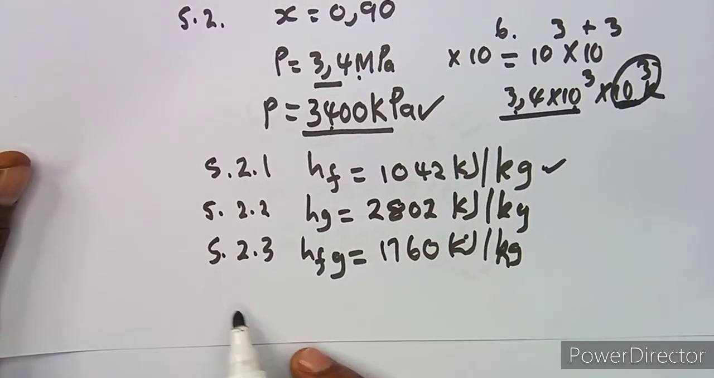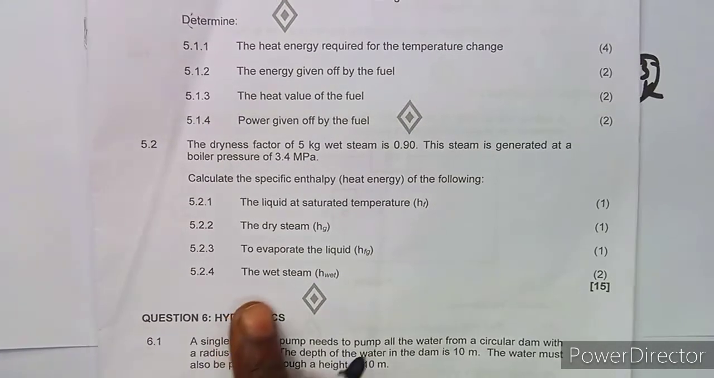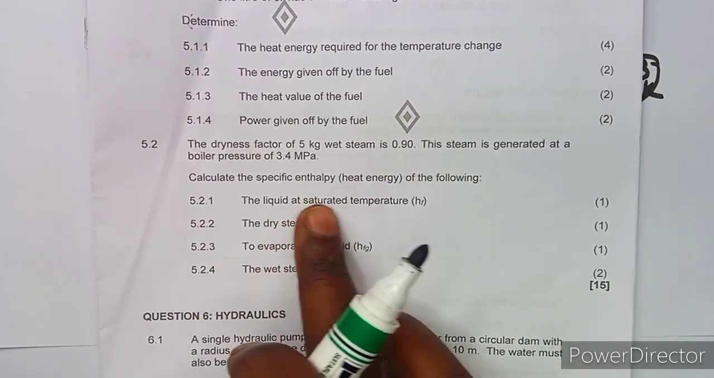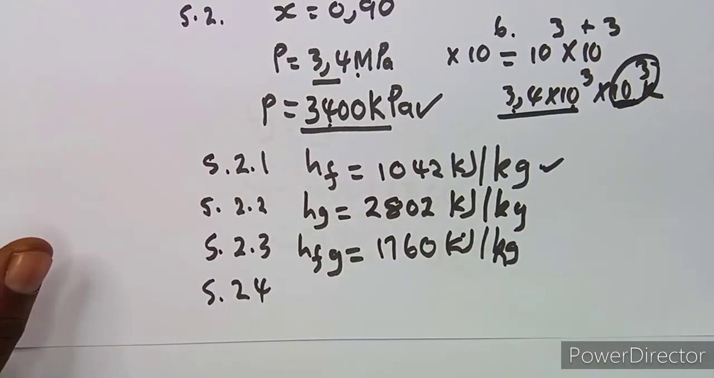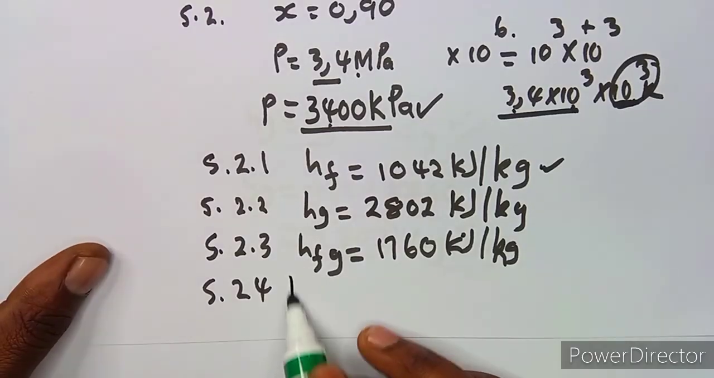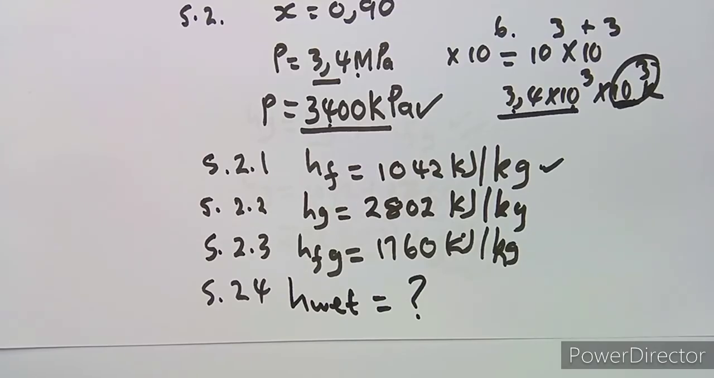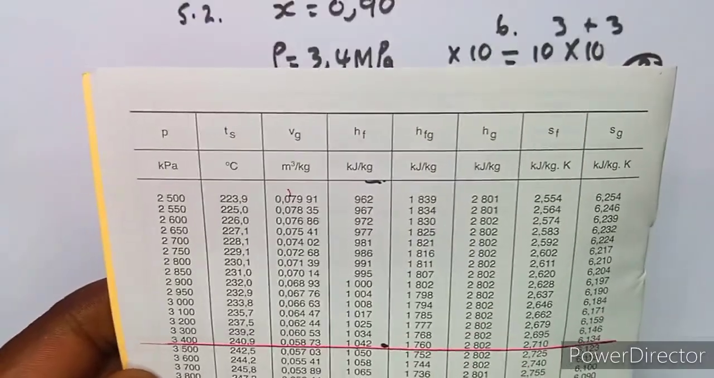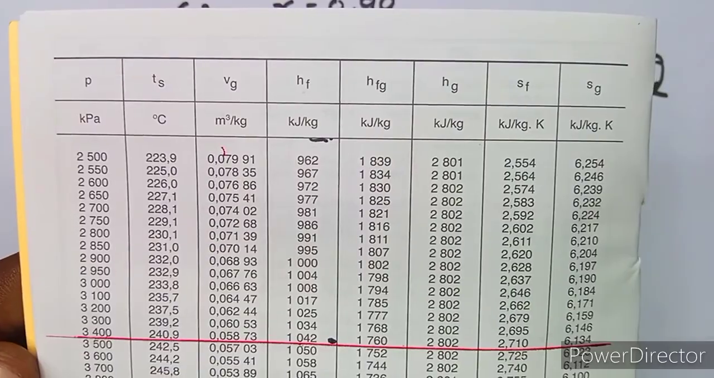Then let's move on to 5.24. This one we have no option because it's not there, the wet steam. So we need the enthalpy of wet steam, which is H wet. If you cross check here, we don't have something like H wet there. As you can see, it does not exist.